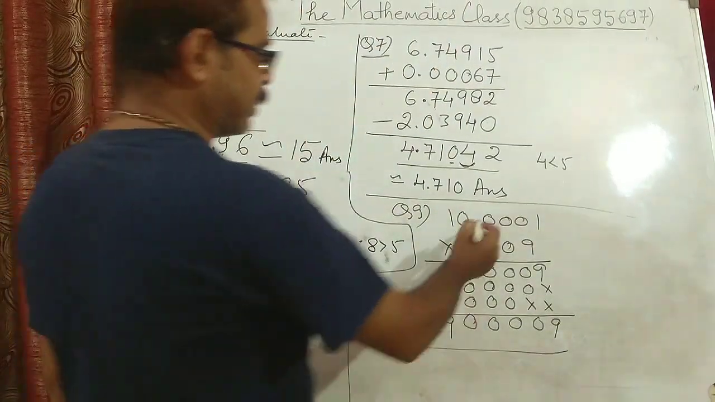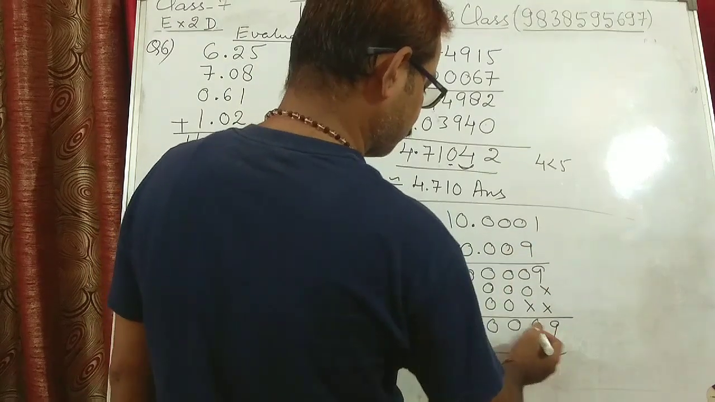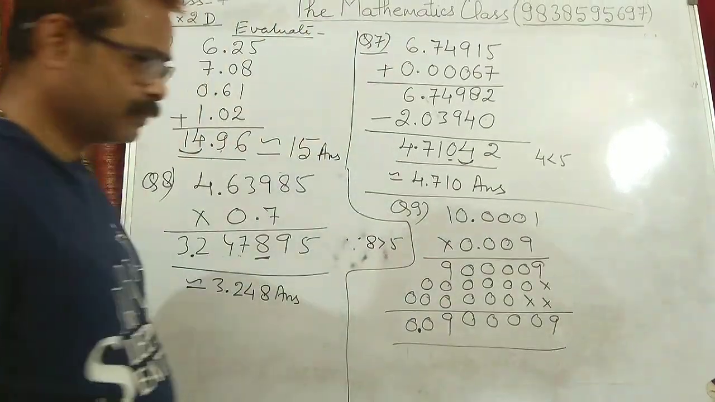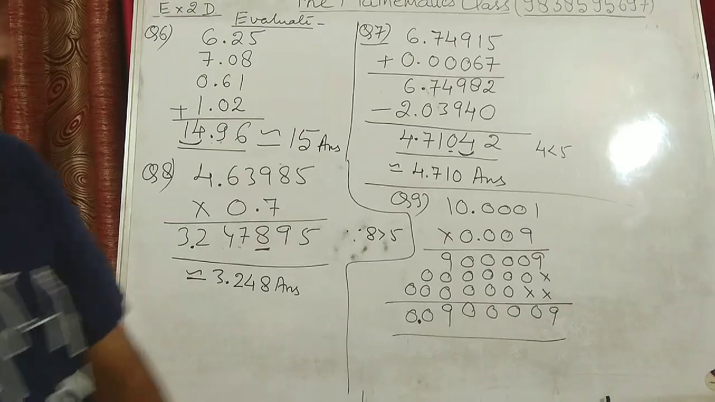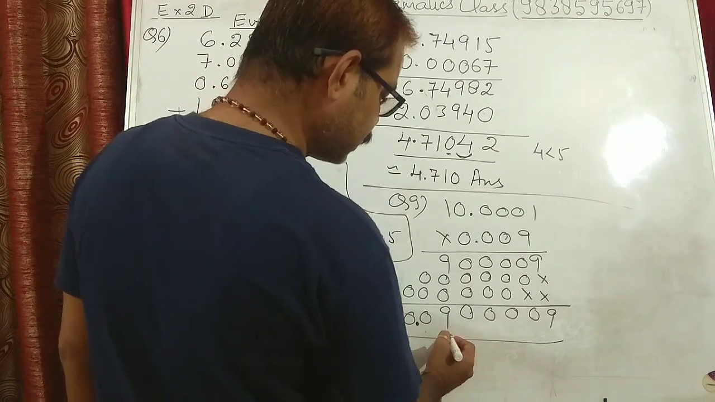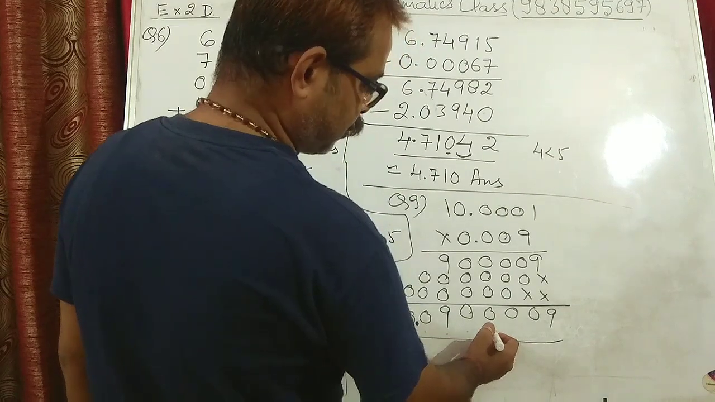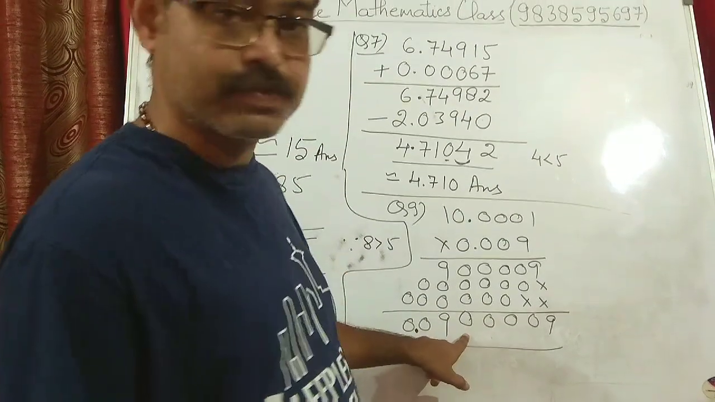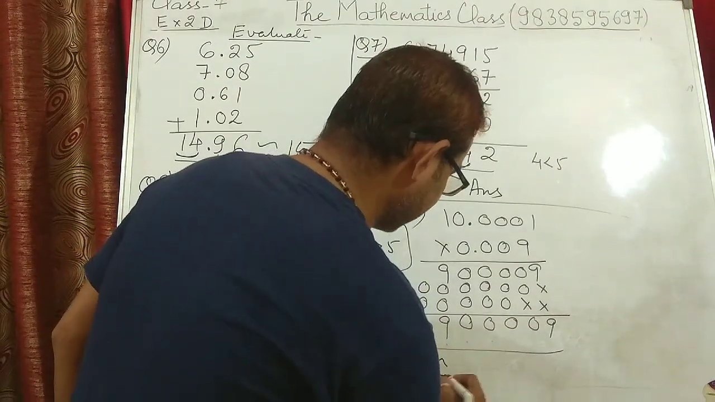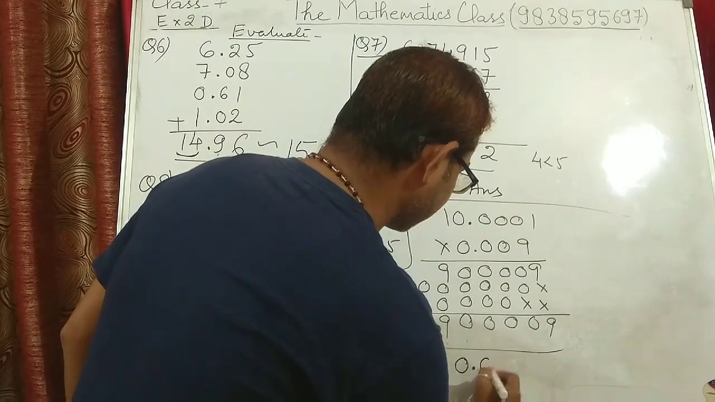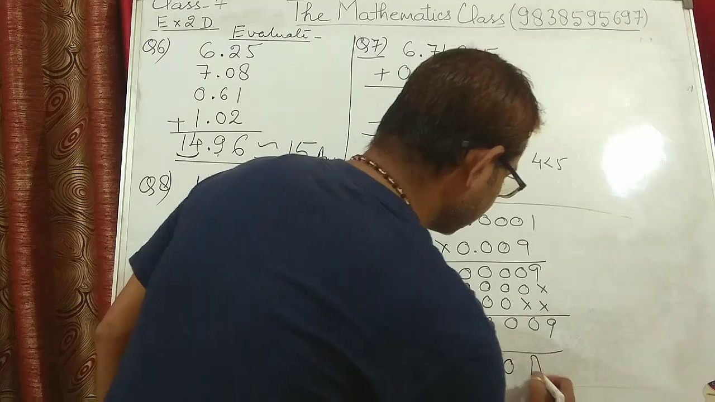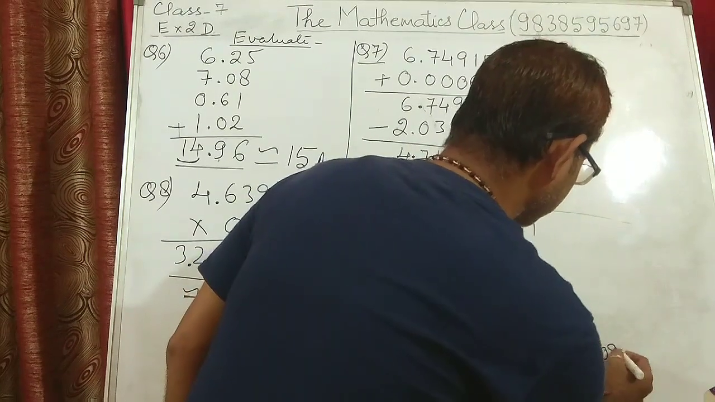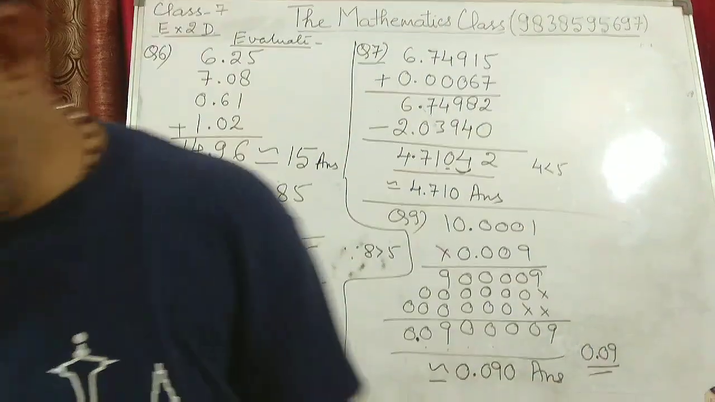Where to place the decimal? We will add 1, 2, 3, 4, 5, 6, 7. That means the decimal will be placed at this position, and we have to write up to 3 decimal places. First, second, third. The fourth one is 0. Since the fourth one is 0, there won't be any change in the third one. So this number can be written as approximately 0.090. That is the final value, or even this can be written as 0.09.